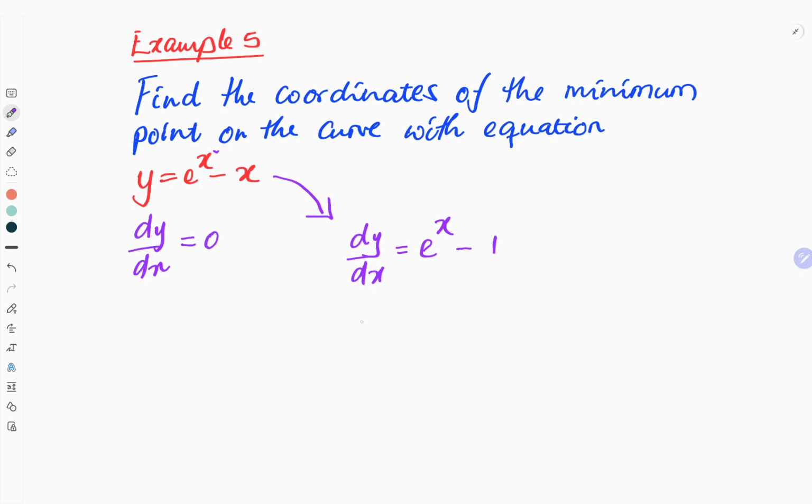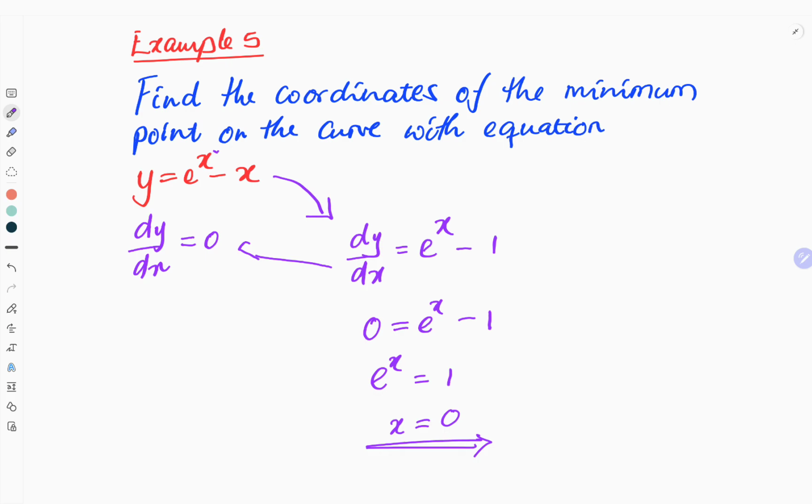Remember, at the maximum or minimum point, dy dx is equal to 0. So we equate 0 equals e to the power of x minus 1. Then we solve, therefore e to the power of x is equal to 1. And remember, any number that is raised to the power 0 is equal to 1, so e to the power 0 is equal to 1. So then x should be equal to 0. That's how we get the x coordinate.